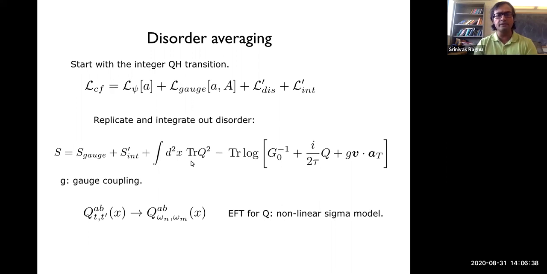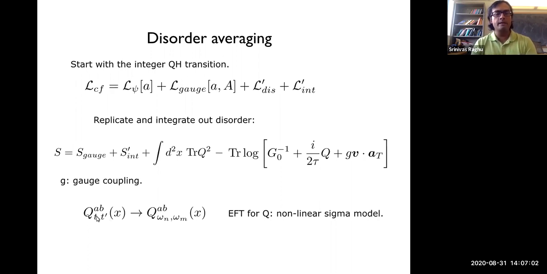And so this theory involves gauge fields coupled to these Q matrices. The Q matrices have row and column indices corresponding to replica number indices, A and B, so you can rotate in replica space. And then they have two time labels, T and T prime, that come after we disorder average, we integrate over a distribution that only depends on space.